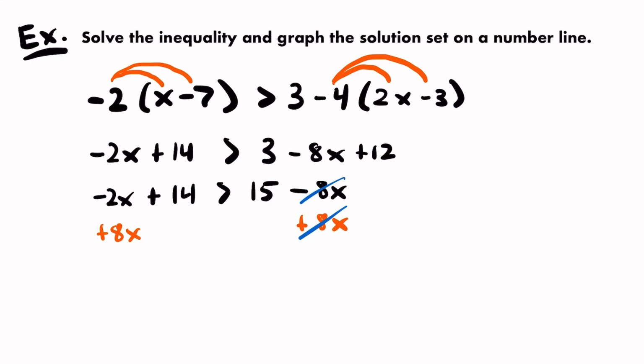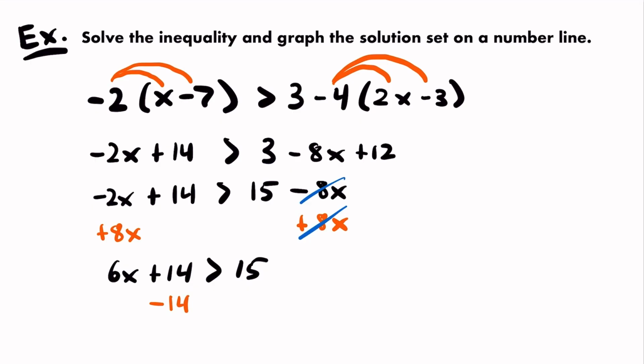So cross those out, and then simplifying on this side, negative 2x and 8x combined will be 6x. Right? These are like terms with the same variable part, so add their coefficients. Negative 2 plus 8 is positive 6. So we have 6x plus 14 is greater than 15. And now we want to get this variable term by itself, so we have to get rid of this constant term, which we can do by subtracting 14 from both sides of the inequality. So that's what I'm going to do next.